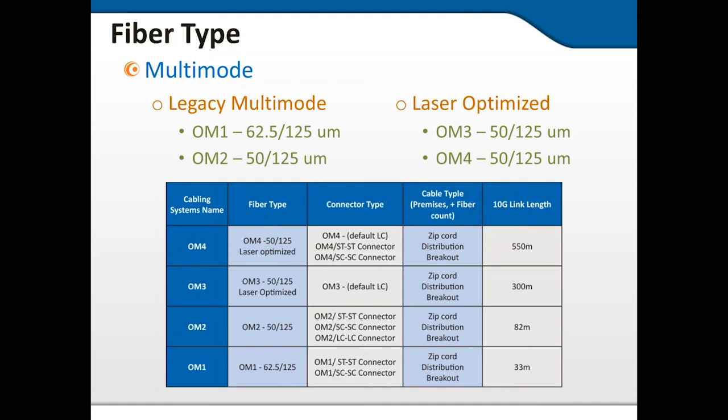Then they changed the glass again and came out with OM3, which is a 50 micron laser optimized. And this usually defaults to an LC connector. It uses a vertical cavity surface emitting laser. I usually say VCSEL because it's a whole lot shorter to say. So the VCSEL allows us to push out to 300 meters. And then the OM4 is another laser optimized that uses a default with an LC connector, but it can push us out to about 550 meters with a 10 gigabit bandwidth.